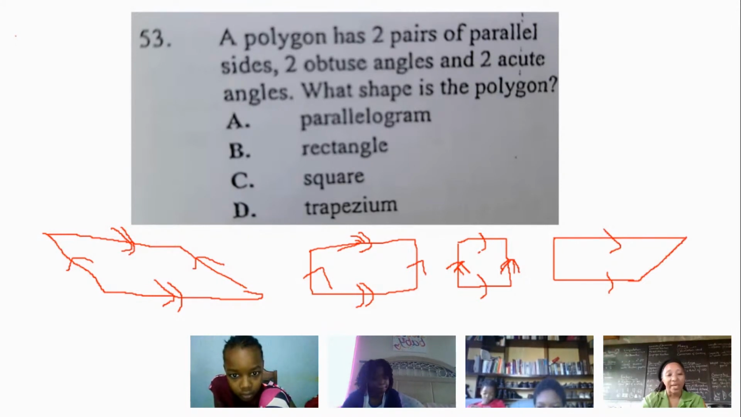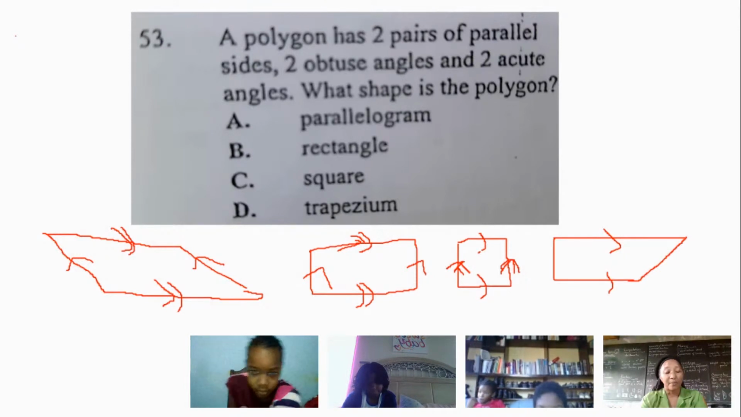Well, we can rule out the rectangle and the square because they have four right angles. Do we agree? Yes, miss. They do have two pairs of parallel sides. So this is parallel to this. This is parallel to this. These two are parallel. These two are parallel. So the rectangle and the square have two pairs of parallel sides, but they have four right angles in the corners there. So we rule out those two.